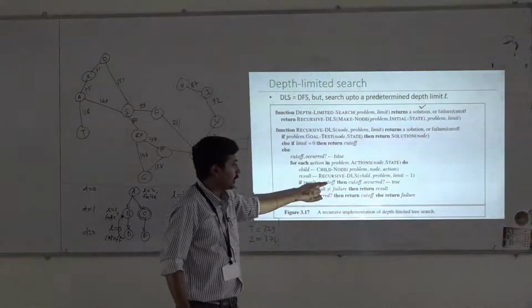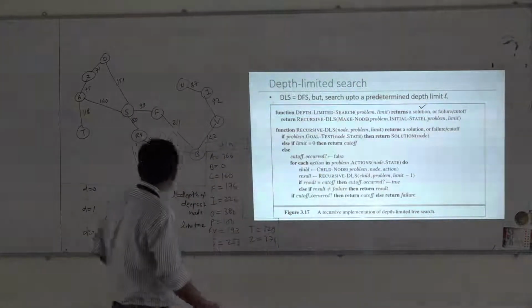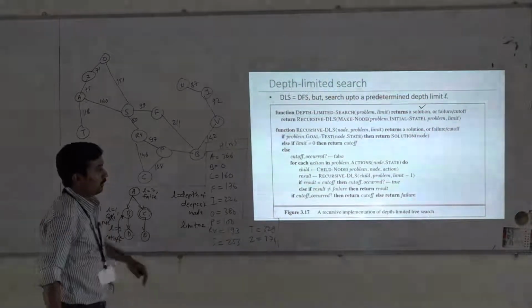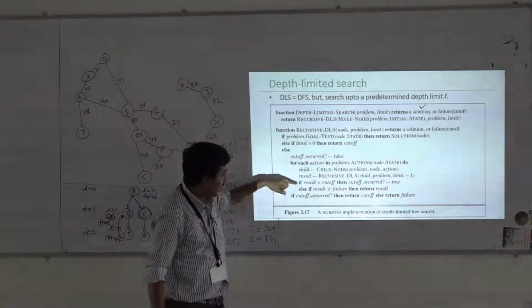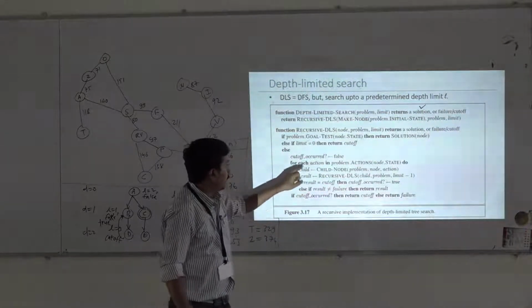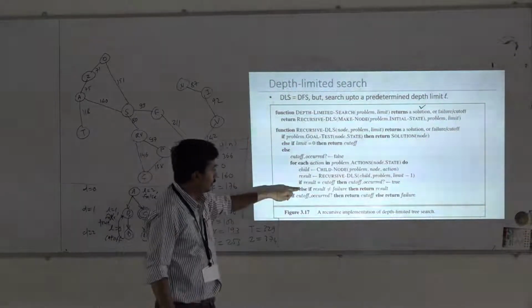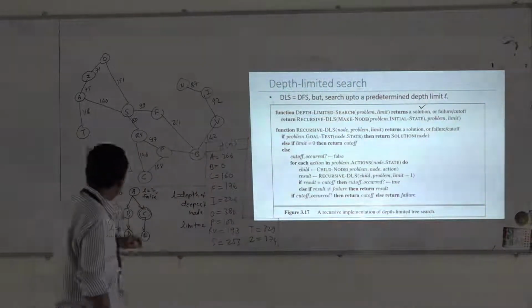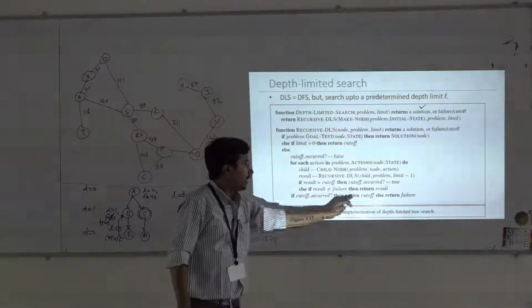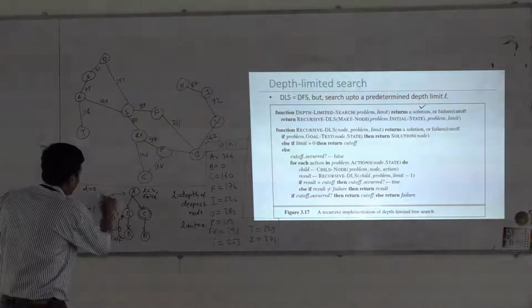So the result is cutoff. Result equals cutoff, so this is true, so cutoff occurred becomes true. Now this value is changed from false to true. The next condition is skipped as this one is satisfied. For the next action, there is no other action possible, so this loop is over. Then cutoff occurred is true, so this condition is satisfied, then return cutoff. So now we are returning cutoff to the root node.